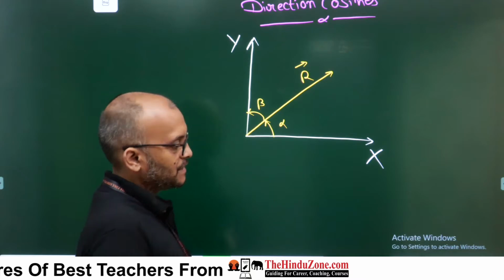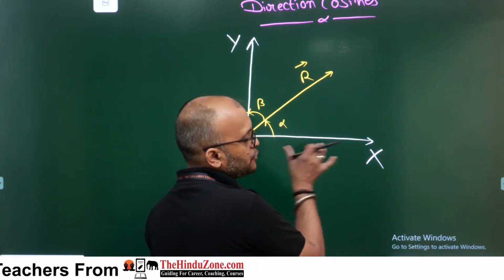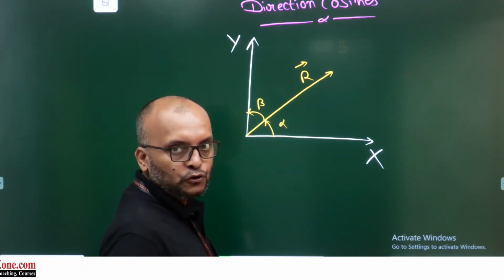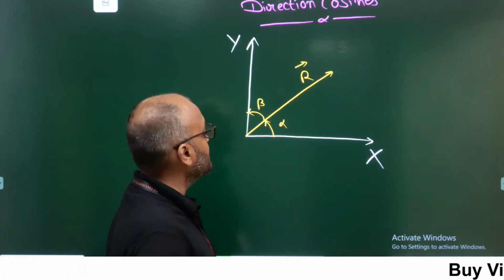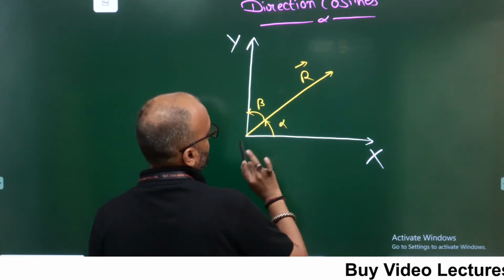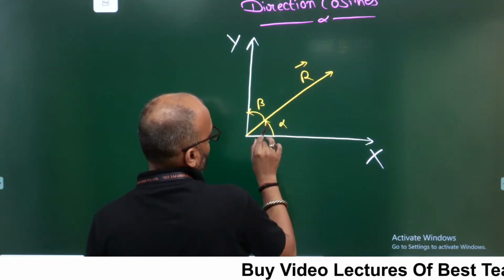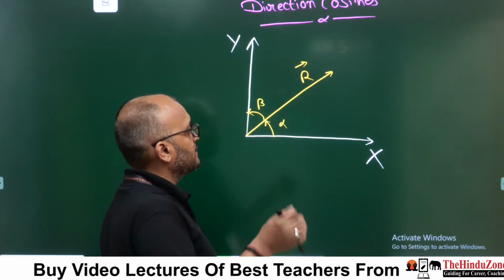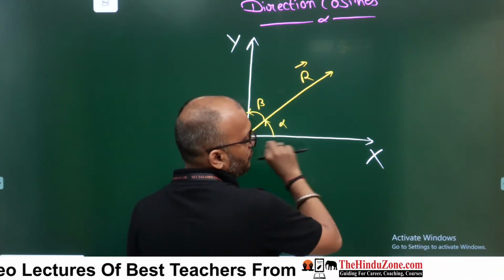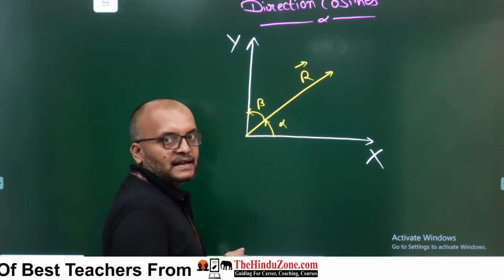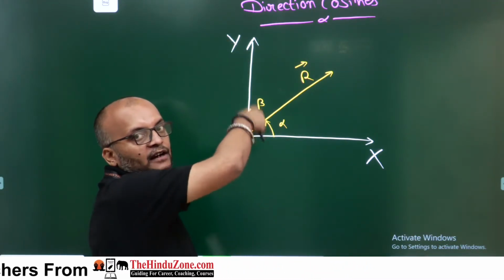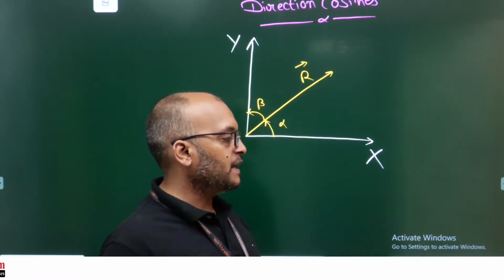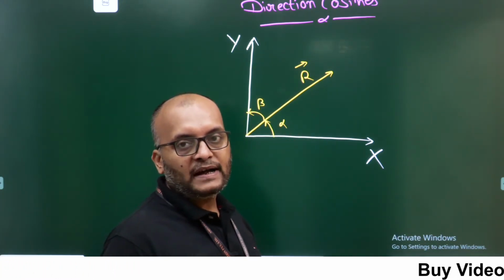Now, if I talk in accordance with x-axis, please see, along x-axis this vector is making an angle of alpha. If I want to resolve the vector, there will be some component of this vector along x-axis and some component along y-axis, yes or no?